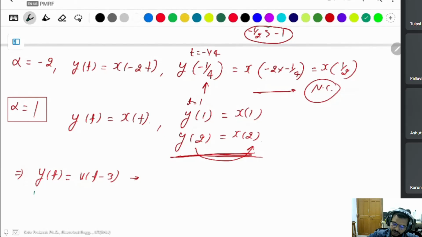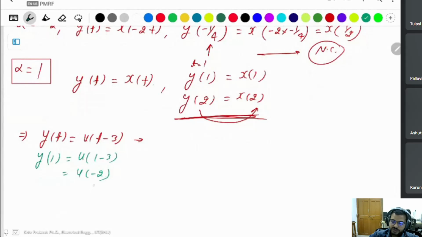Suppose I put the value 1, then y(1) is equal to u(1-3), which is u at time -2. This is the past value. Zero, 1, -1, -2: the input given here is presented at the output only later. So this is the past value, not a future value. If somewhere the output is presented before the input is given, then this would be the future value, and the system will not be causal. But in this case the system will be causal.